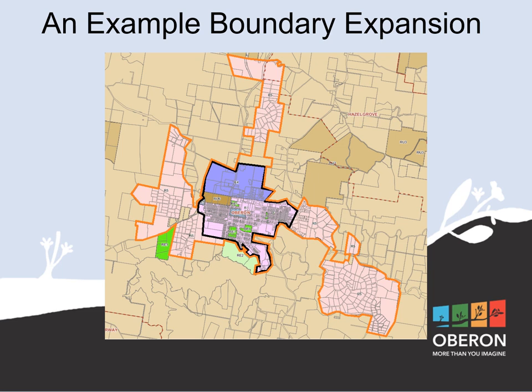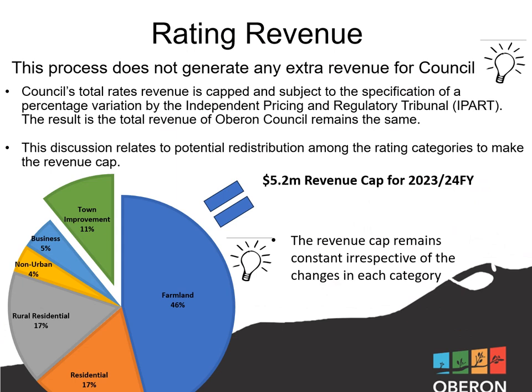In reviewing the three scenarios that have been placed before you, it is important to remember, and Council wishes to reiterate, this process does not generate any extra revenue for Council. If you look at the pie graph presented in front of you, you will see 46% of Council's rating revenue comes from farmland, 17% from residential, 17% from rural residential, 4% from non-urban, 5% from business, and 11% from the Town Improvement Levy. Should a change happen to the Town Improvement Levy, all that will happen is that 11% will be redistributed among the other categories. We will not be able to increase our revenue, as I highlighted earlier, above the legislative cap.